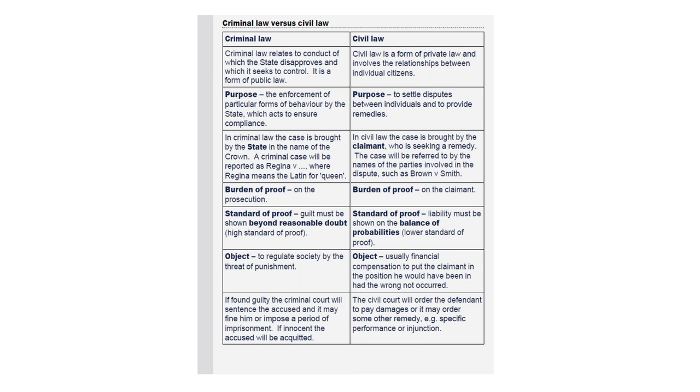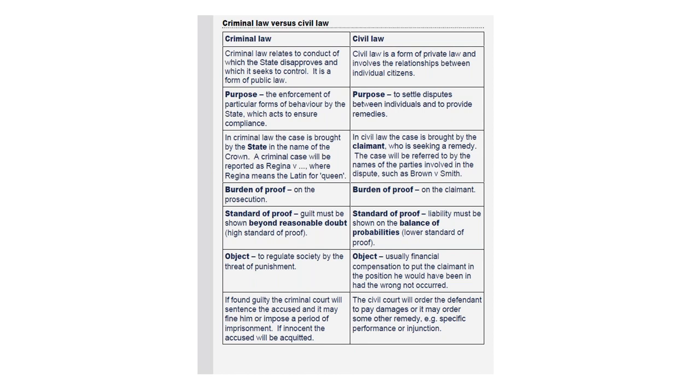If we talk about the name of the case, in civil law, cases are brought by names. The person who brings the case is the claimant, and his name will be first. The person against whom the case is being brought is the defendant. The case is referred to by the names of the parties involved in the dispute, such as Brown versus Smith. In this case, Brown is the claimant, also known as the plaintiff, and Smith is the defendant who will be defending himself. The purpose of Brown bringing the case is to seek remedies for what Smith has done wrong.